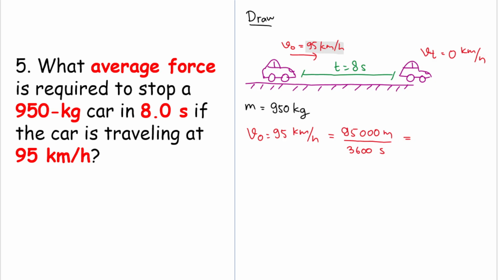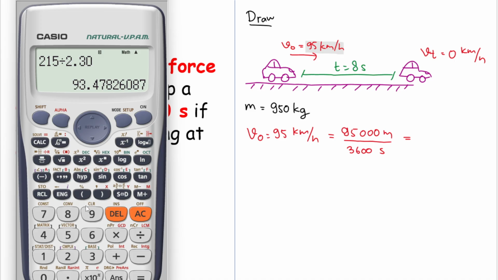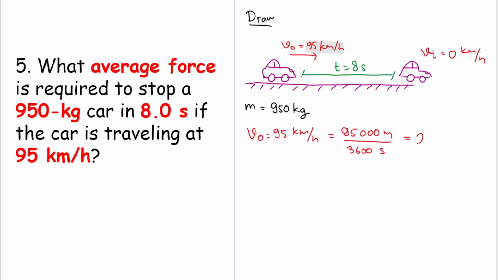Okay, and this one will be our calculator's job. So we'll have 95,000 divided by 3600, and that will be 26.39. And the unit here will be meters per second. Good. But now we need to find the acceleration or deceleration, which can be calculated using the kinematics formula, right?